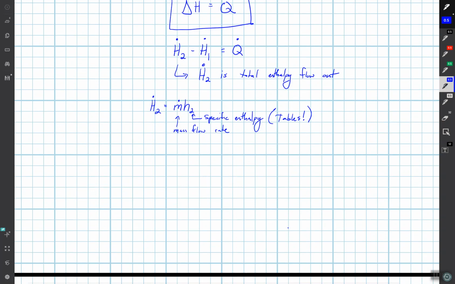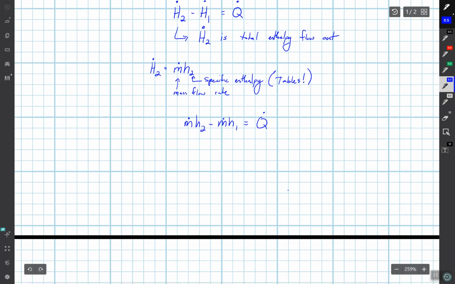All right, so let's rewrite things a little bit. So we have now m dot H2 minus m dot H1 equals Q. Again, this is our energy balance, and then we can simplify this a little bit more because both have an m dot: m dot times H2 minus H1 equals Q dot.